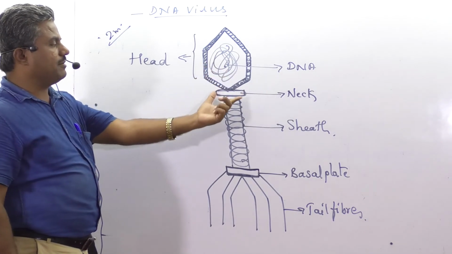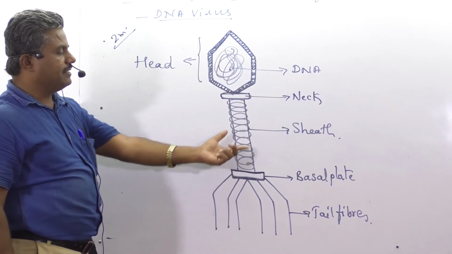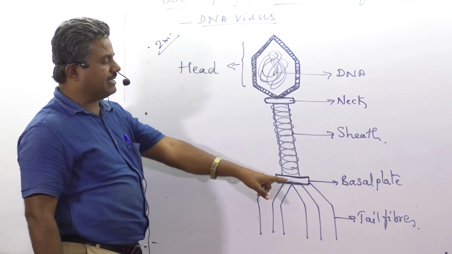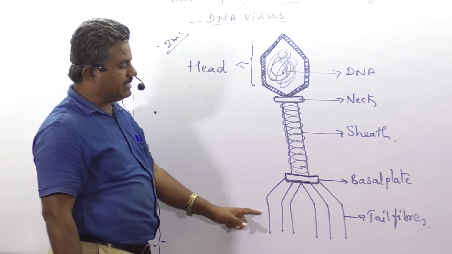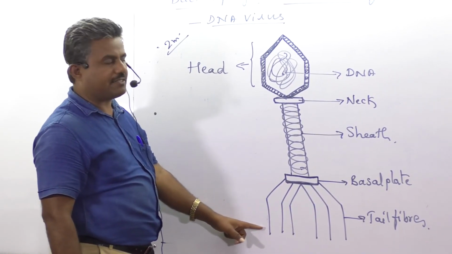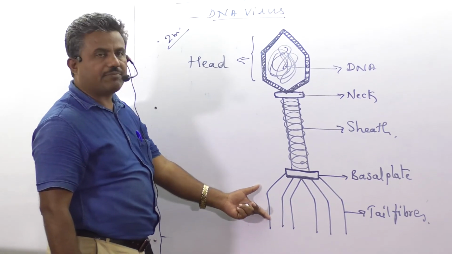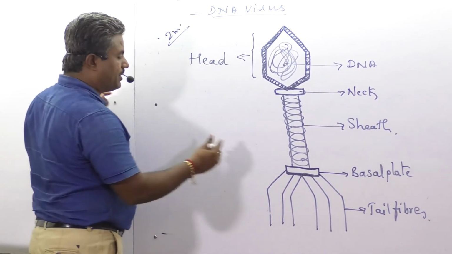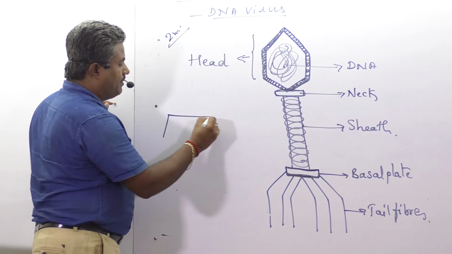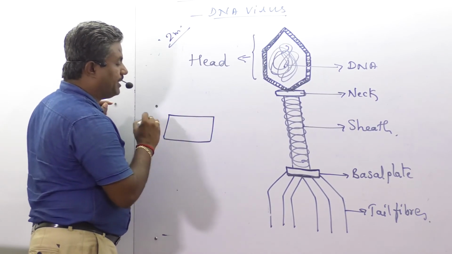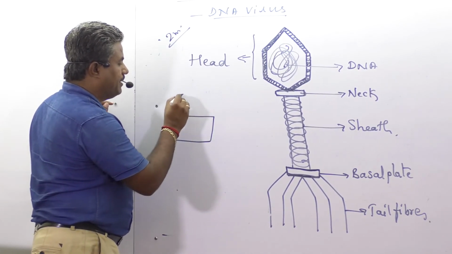Show the head, collar is there, middle part covered with the sheath, basal plate, and from this 6 tail fibers arise. What is the use of tail fibers? It helps for the attachment of bacteriophage on the surface of bacteria.